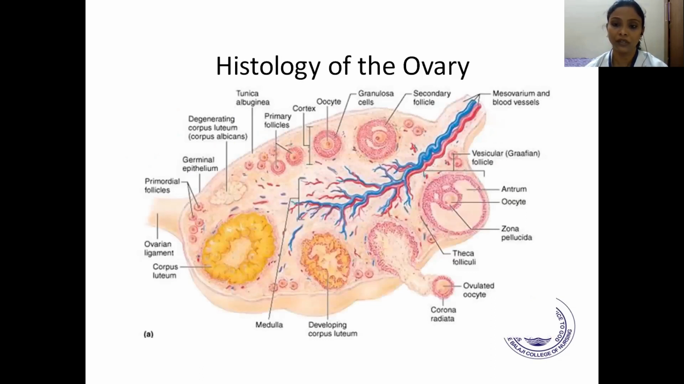Can you see in this picture the mesovarium and the blood vessels, the vesicular follicle, the zona pellucida, the ovulated oocyte, developing corpus luteum, the medulla, the primordial follicles, the primary follicles, cortex, and then the secondary follicles. All this is given in the histology of the ovary. This is the cross section of the ovary.